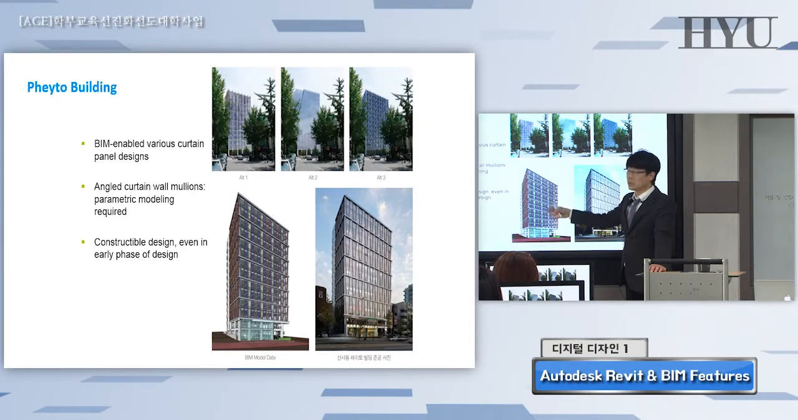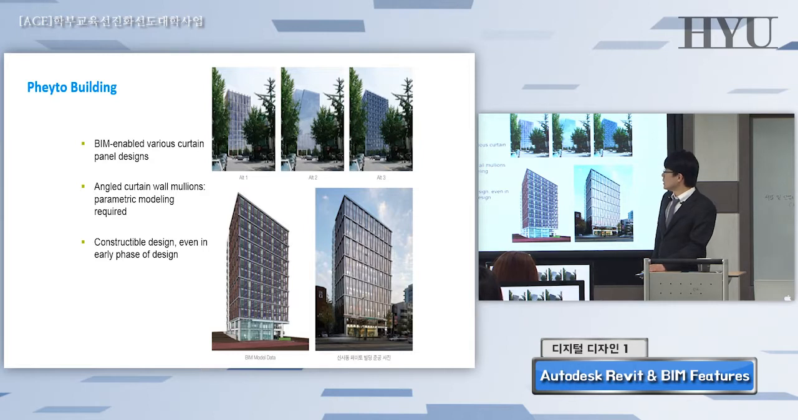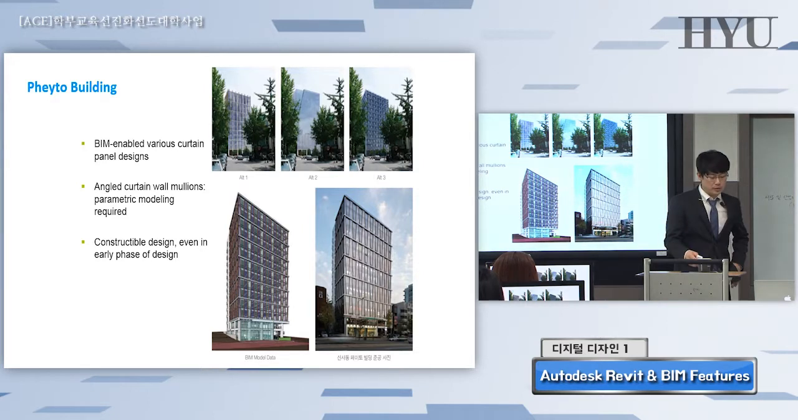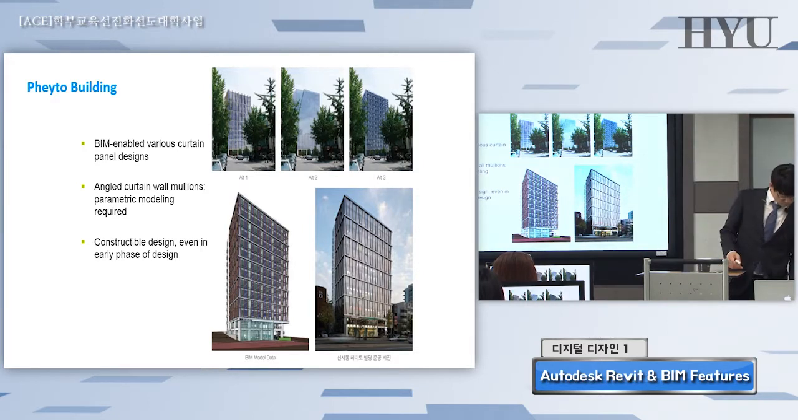We're going to deal with something like this example in the lab exercise hours. So to make this building a little bit unique compared to other conventional box-shaped buildings, we can take advantage of this kind of BIM-enabled cottonwool panel design system.